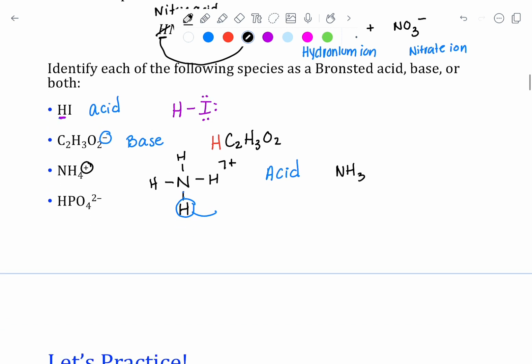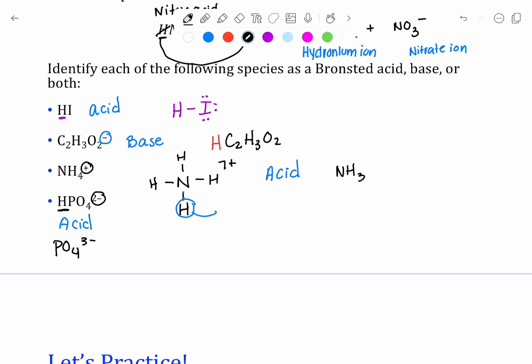Okay, our last example is HPO4 2 minus. Now we have a charge here of 2 minus, as well as a hydrogen out in front of that formula. If we see a hydrogen out in front, that hydrogen is able to be given away or donated to other compounds. So we could see this as acting as an acid. If we give away that hydrogen, our compound becomes PO4 3 minus.